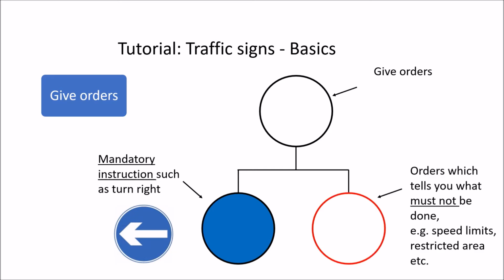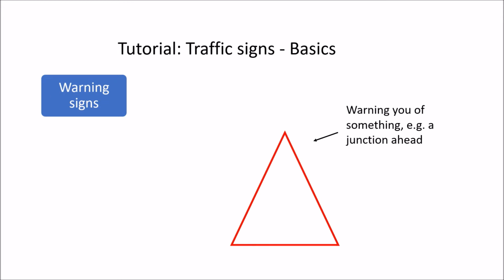The other kind of circles are the red circles. These red circles are used to tell you what must not be done. For example, the speed limit. And here in this example, the speed limit is shown to be 50 kilometers per hour, and then you must not cross this speed limit. The other examples might be the restricted area, which you must not enter. So remember, the circles are there to give you orders.